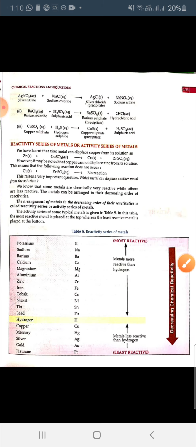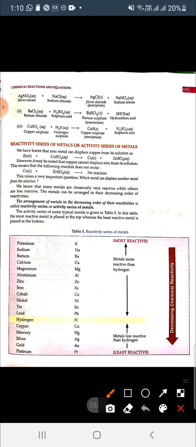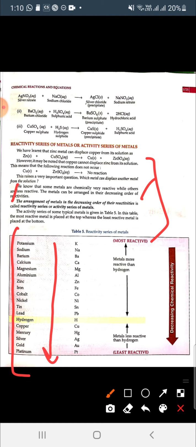Now we are saying that a more reactive metal displaces other metals. How can we find out which metal is more reactive or less reactive? We can find it with the help of the reactivity series. This is your reactivity series. We can read the definition: the arrangement of metals in the decreasing order of their reactivity is called the reactivity series or activity series of metals.